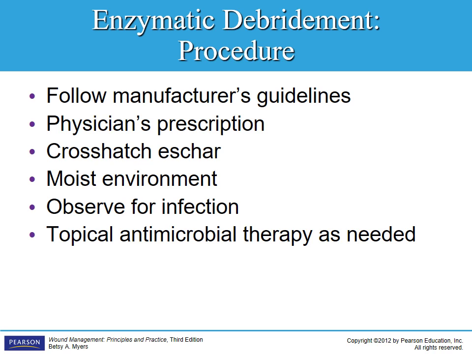Here's the procedure. You're going to follow the manufacturer's guidelines on that enzymatic debrider. You're going to need a physician's prescription. You're going to crosshatch. You're going to keep a moist environment and make sure that whatever dressing you're putting on there maintains a moist environment. You're always going to observe the wound for infection, and you're going to use a topical antimicrobial therapy as needed. Remember, we said that infected wound was not a contraindication for enzymatic debridement, but if you do see infection, you're going to want to get a topical antimicrobial therapy on there.